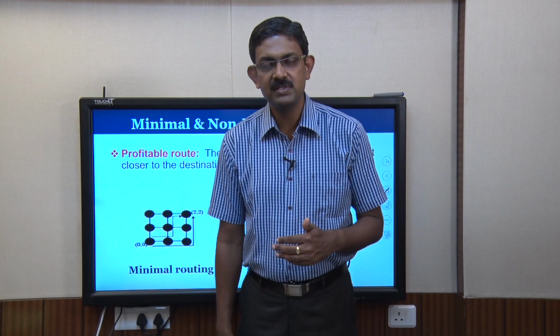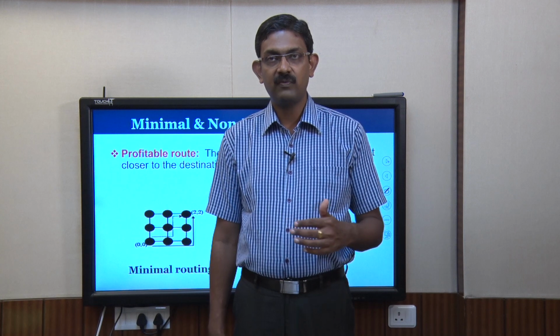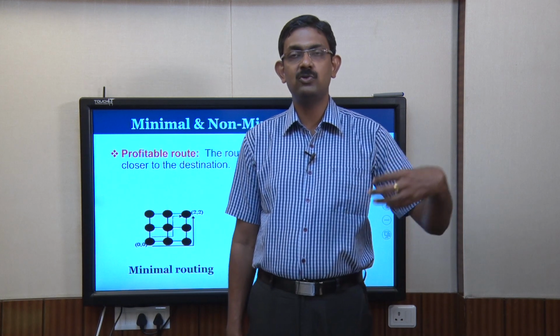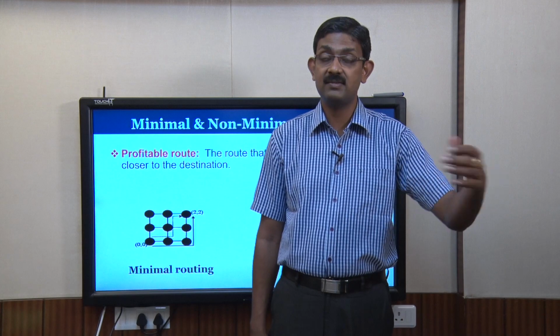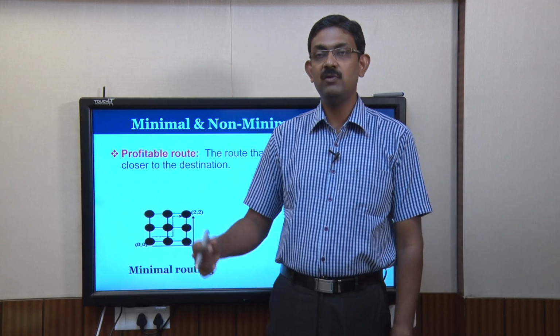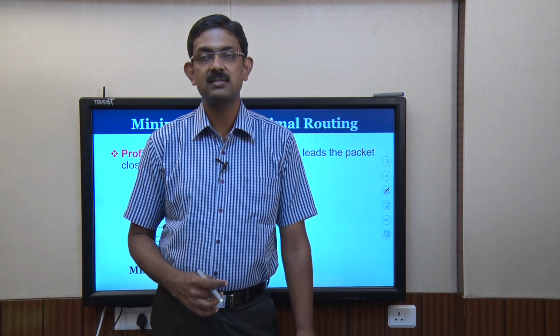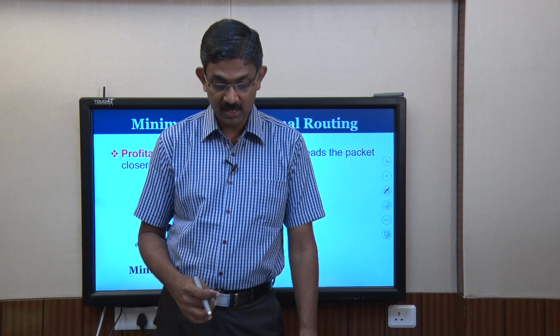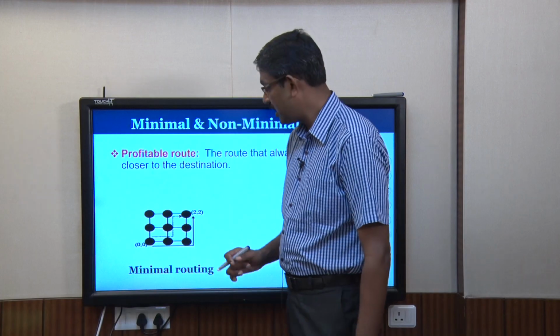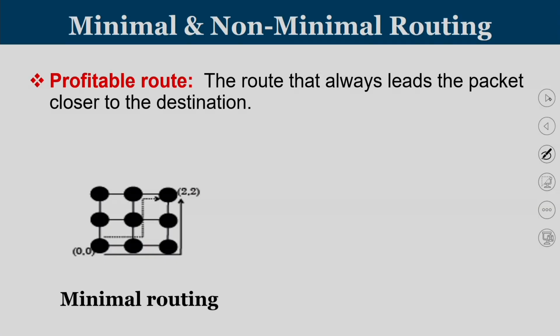If the routing algorithm is such that after you perform routing, the packet moves to another node that is still closer to the destination, and you apply this at every step, then we call it a minimal route, also known as a profitable route. Here you can see that a packet starts at 0, 0. Let us say it takes one path and reaches this neighbor. Now, this neighbor is actually one hop closer to the destination than the previous node.